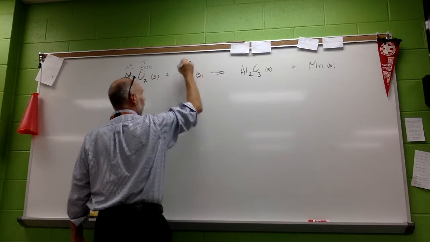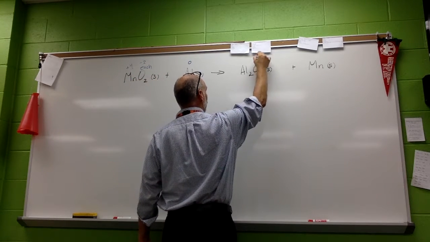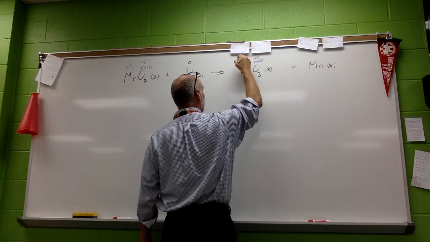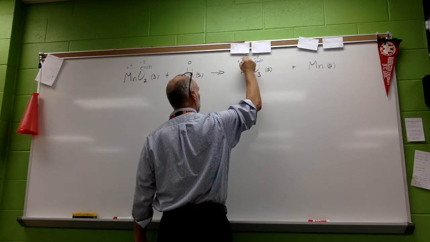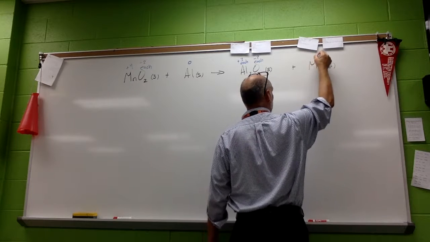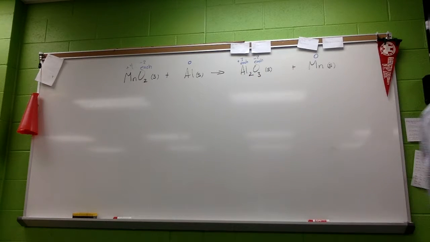Aluminum is 0. The oxygens are -2 each. The aluminums and the manganese. Is that what you got, Dylan? Excellent.